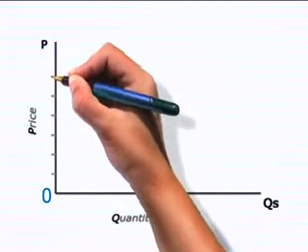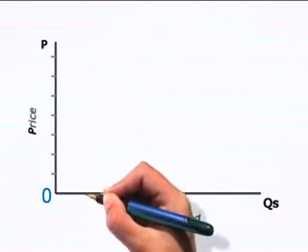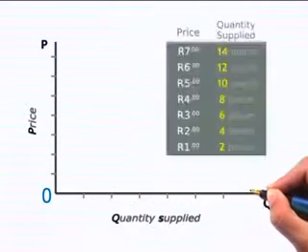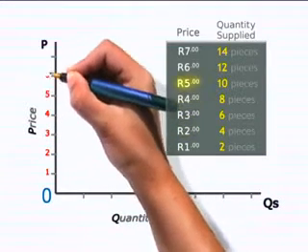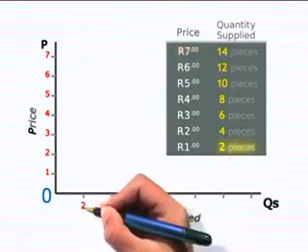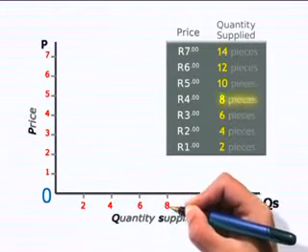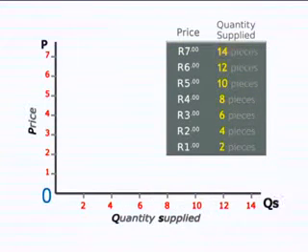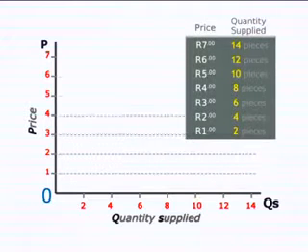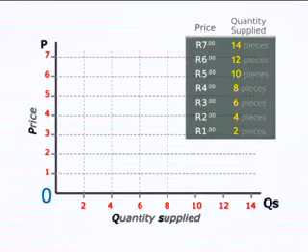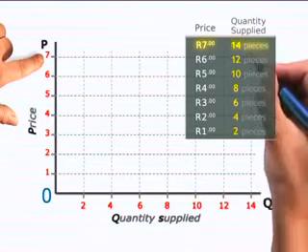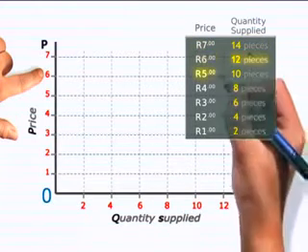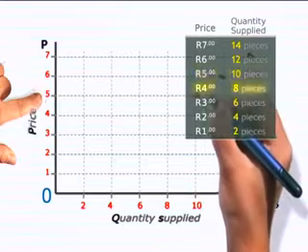In this, 7 equally spaced ones on each axis, followed by the corresponding values from the table. That's 1 rand, 2 rand, 3, 4, 5, 6 and 7. And 2 pieces, 4 pieces, 6, 8, 10, 12 and 14. Now, we plot the different price quantity supplied combinations. At 7 rand, 14 pieces are supplied. At 6 rand, 12 pieces, and so on.